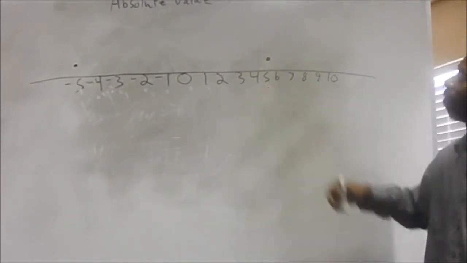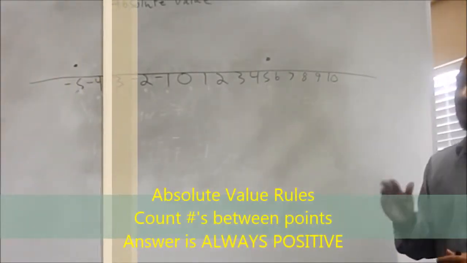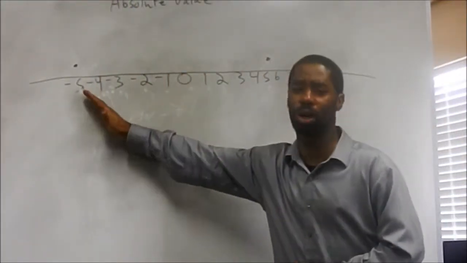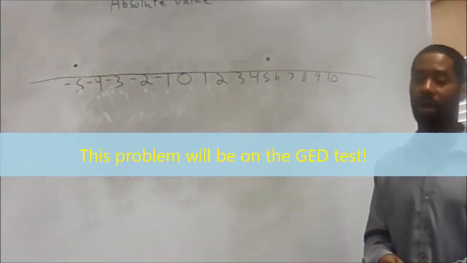So when we talk about absolute value, just understand our answer is always going to be positive. Okay. That's the main thing to understand with absolute value. And it's going to be about the number of units that are in between one point and another point. I'm guaranteeing you see this kind of problem on your test. Any questions about this?